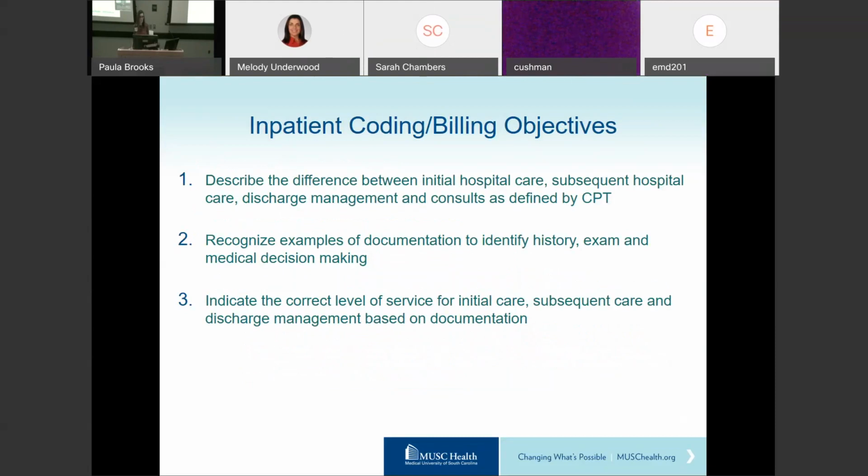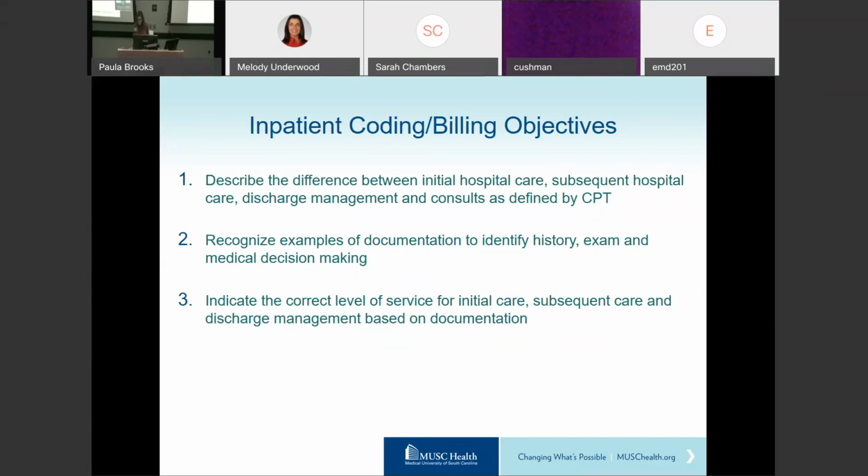So for inpatient, can everyone please make sure that they mute their phones? Thank you.